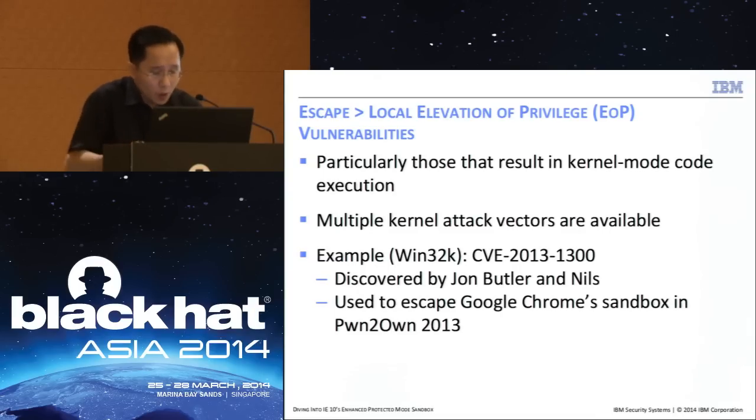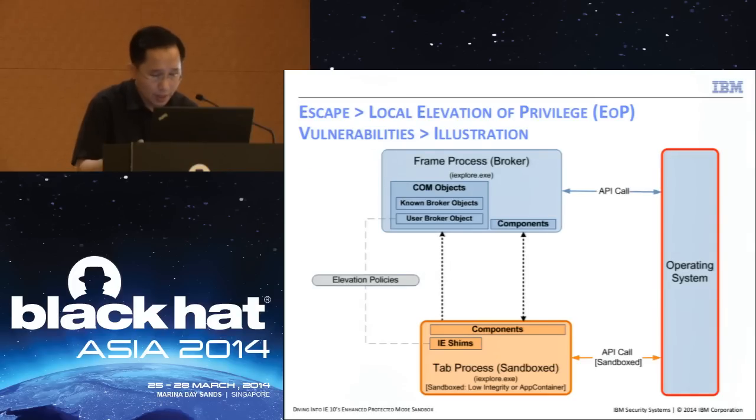An example of a kernel mode bug used to escape the browser sandbox is when John Butler and Nils used the Win32k bug to escape the Chrome sandbox in Pwn2Own 2013. So just to illustrate, an attacker is really not interested in the sandbox mechanisms, since the attacker will be directly targeting the operating system.